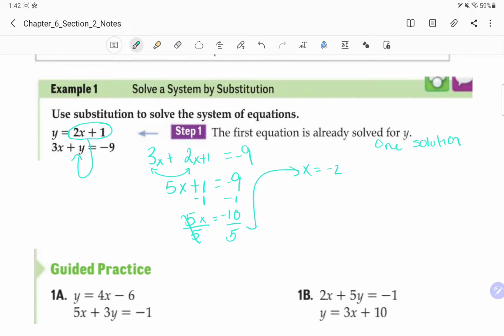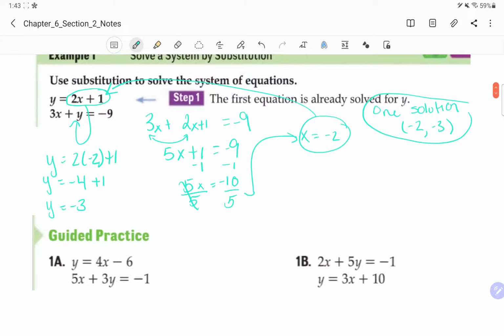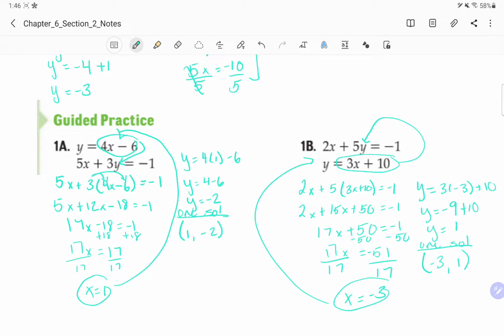Okay, then if you plug in your x value up here, you can find y. 2 times -2 is -4, plus 1, so y is equal to -3. So then your point is, you have one solution and your point is at -2, -3. Okay, so take a pause and try 1A and 1B.